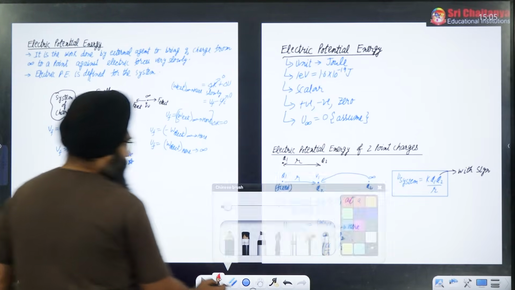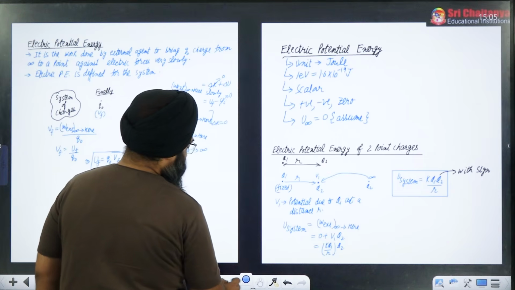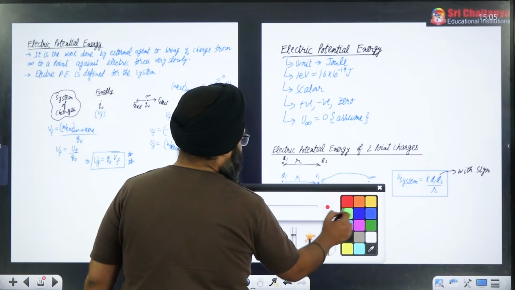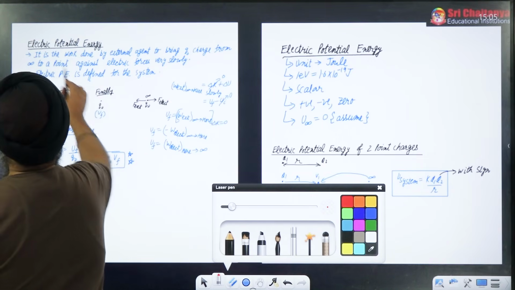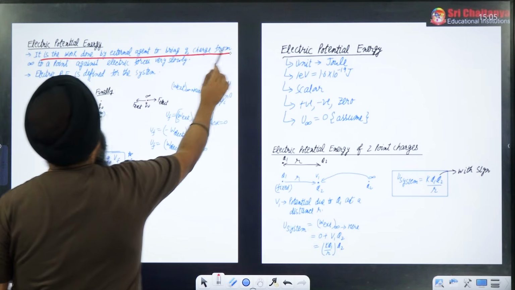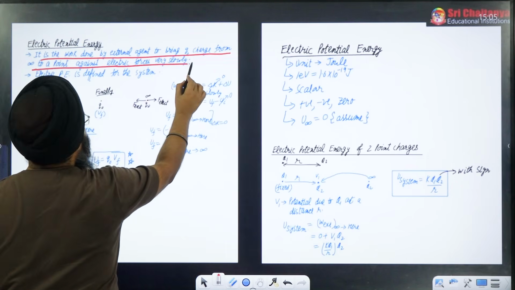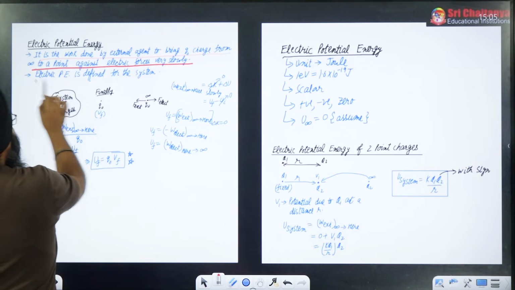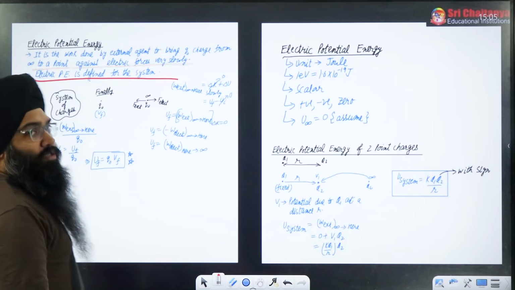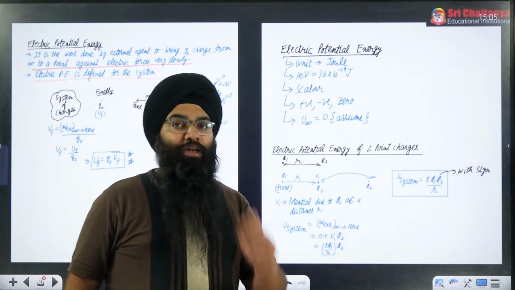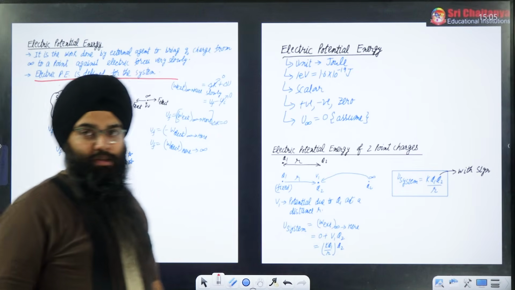So let me just brief this particular concept, what is basically potential energy. It is basically the work done by external agent to bring Q0 charge from infinity to a point against electric forces very slowly, and electric potential energy is defined for the system. Always remember, electric potential energy is always defined for the system.